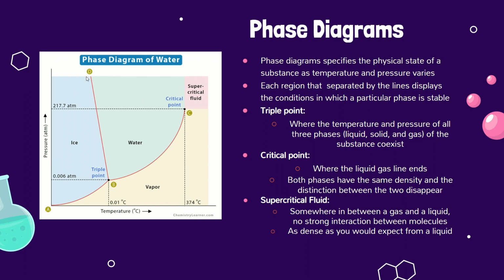And this is a phase diagram of water, and it's unique from other phase diagrams. This is because the density of solid water is less than the density of liquid water, and because of this there's this negative slope right here, meaning that the temperature at which ice melts decreases as pressure increases.